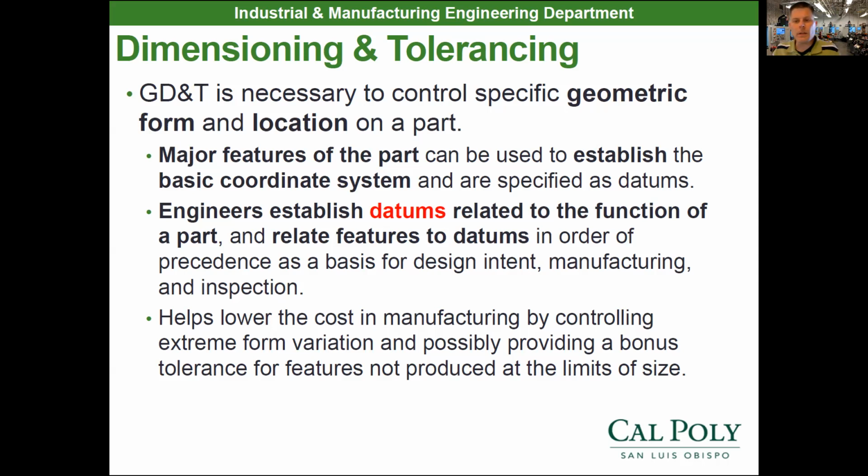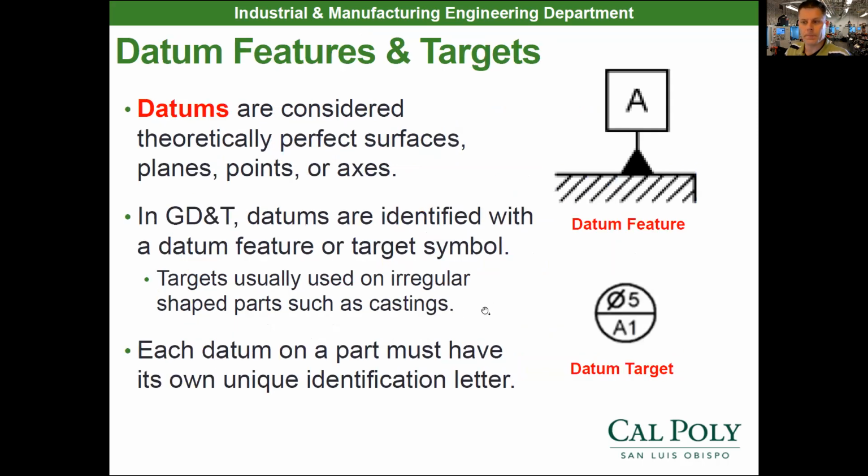Using GD&T instead of conventional dimensions to confine everything is going to help lower your manufacturing costs, control that extreme form variation, and possibly give the manufacturing engineers a bonus tolerance for a feature if it's not produced at the limits of size. That's what we're going to go through today: bonus tolerances and how they actually work, and how we can get more tolerance.